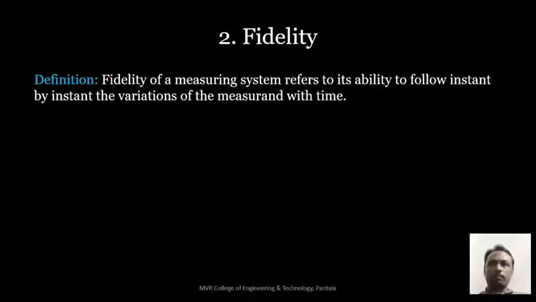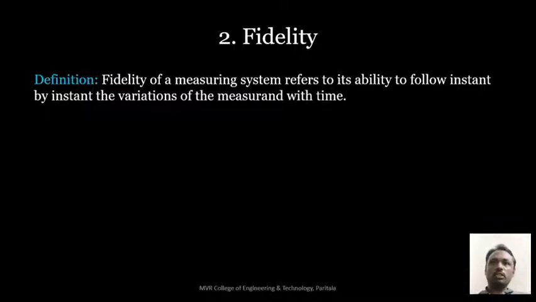Let us take temperature. It is always changing, so the temperature meter needs to identify the temperature instant to instant. Similarly, fitness bands can identify the heart rate. They need to identify our heart rate instant by instant. All these are examples of fidelity.